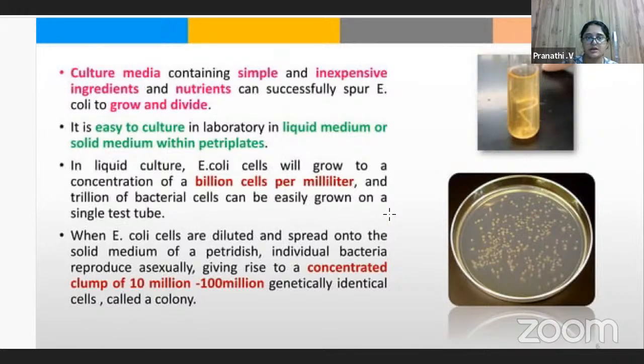Liquid culture, again, can go up to a billion cells per ml. So that's quite a lot. And a trillion can be grown in one single test tube. So we are looking at a huge amount of bacteria being grown in just one test tube, which is going to be useful for us. And the cells are diluted and spread onto a solid medium, a petri dish, and then each individual bacterium can give rise to a concentrated clump of nearly 10 to 100 million, that is 1 lakh to 10 lakh, genetically identical colonies.